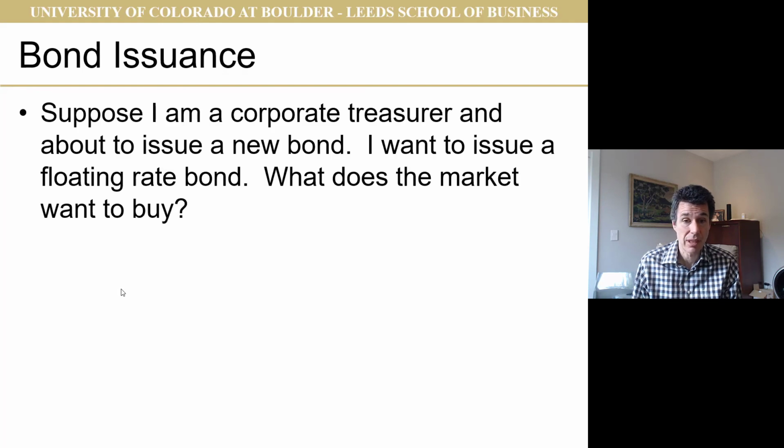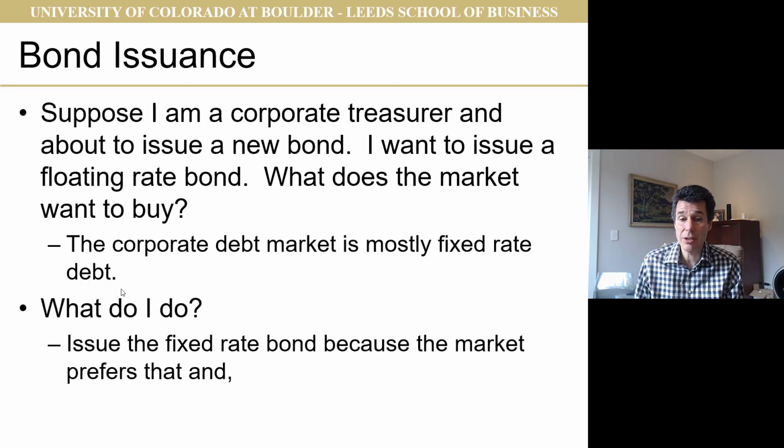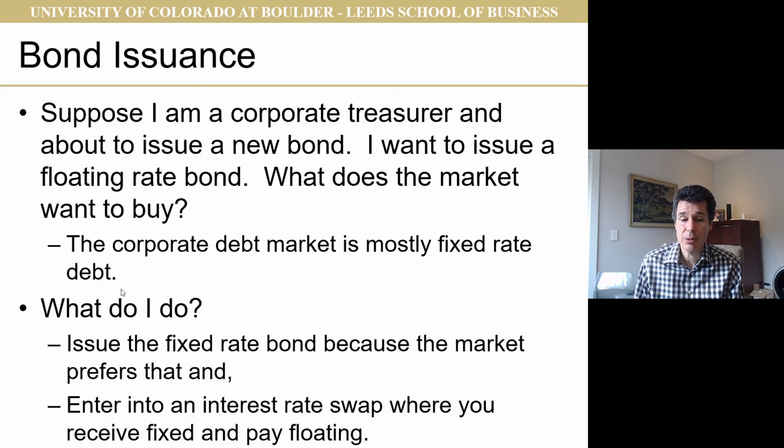Bond issuance. I'm a corporate treasurer. I'm about to issue a new bond. I want to issue a floating rate bond. What does the market want to buy? Fixed rate debt. What do I do? Issue the bond because that's what the market wants, and enter into an interest rate swap where I receive fixed, pay floating, net I have issued a floating rate bond.